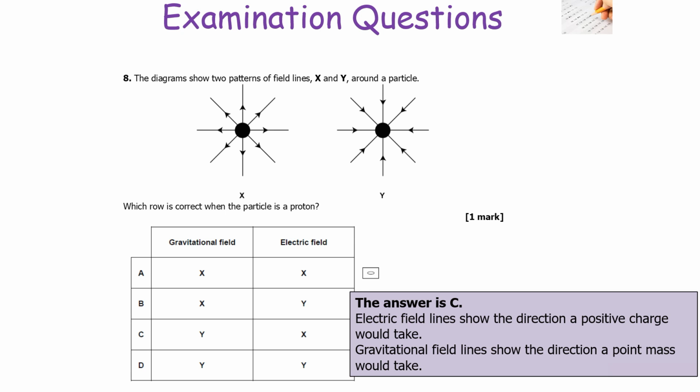But for the electrical field lines, because the direction a positive charge would take should be pointed away from the proton, because positively charged particles will repel a proton, so therefore they'll be pointed away from it. So therefore the electrical field is going to be X, whilst the gravitational field is going to be Y.